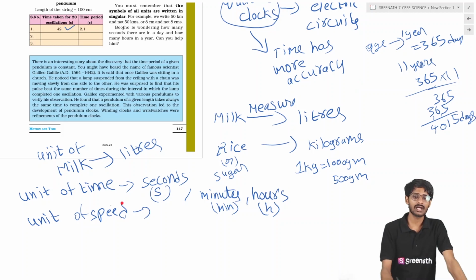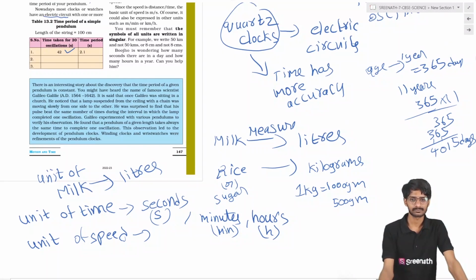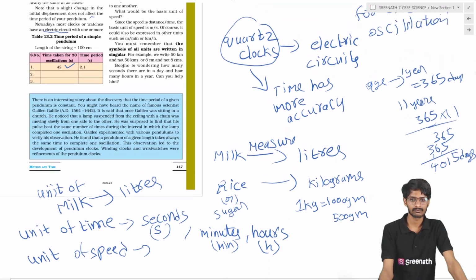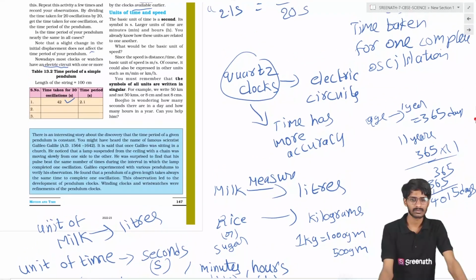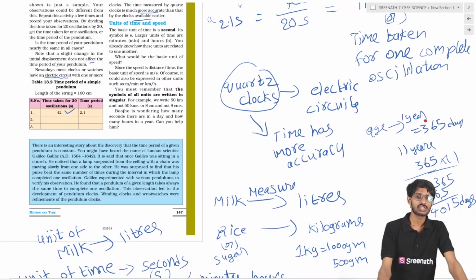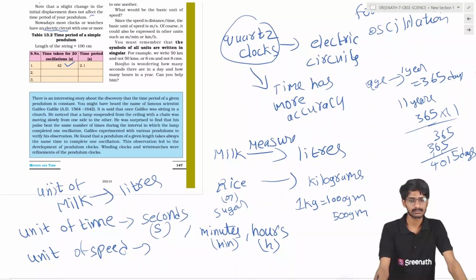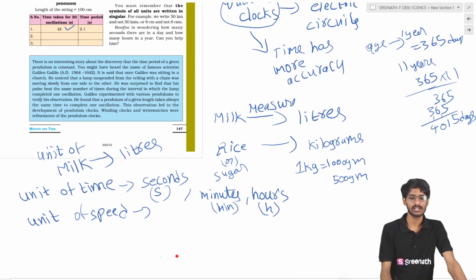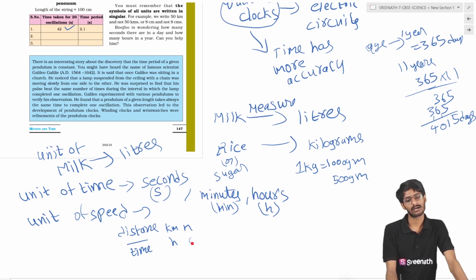Okay, and what are the units of speed, students? Speed is nothing but distance by time. So what are the units? What are the units for distance? They are kilometers, meters. What are the units for time? That is hours or minutes or seconds.